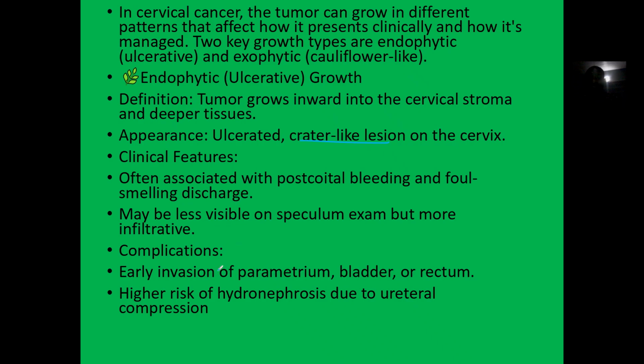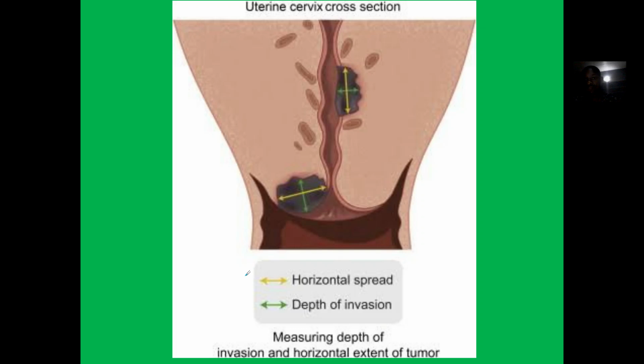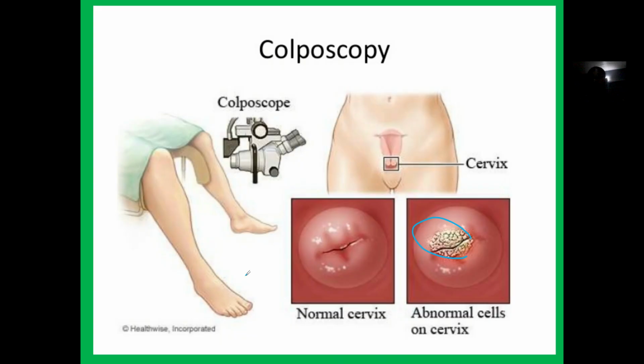So may lead to what? Early invasion and spread. Okay, spread is very easy, and there's higher risk of what? Hydronephrosis of the kidneys. Then exophytic, which is basically the cauliflower, is growing outward.